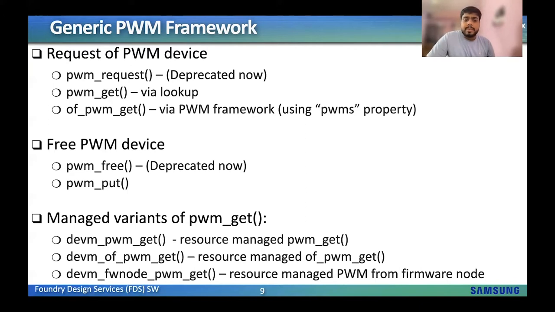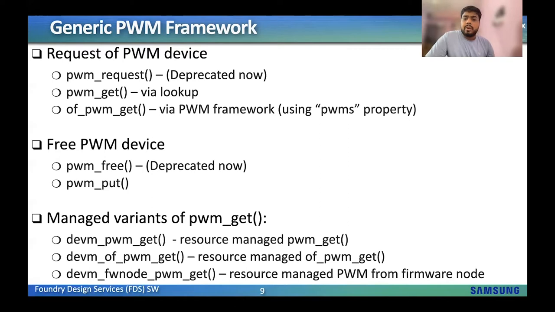Now the next API is pwm_get. This pwm_get requests the PWM device via lookup. By lookup, I mean that first it will look into the DT file for the node, and if it doesn't find it there, then it will go to the tables given to us by the board files. So the difference between pwm_request and pwm_get is that in pwm_request, we only look into the DT file, but in pwm_get, we also check the tables provided by the board files. That is the difference, and that's why pwm_get is used nowadays.